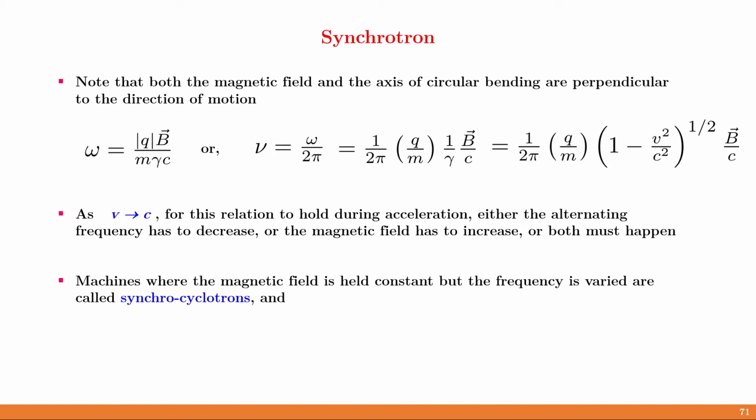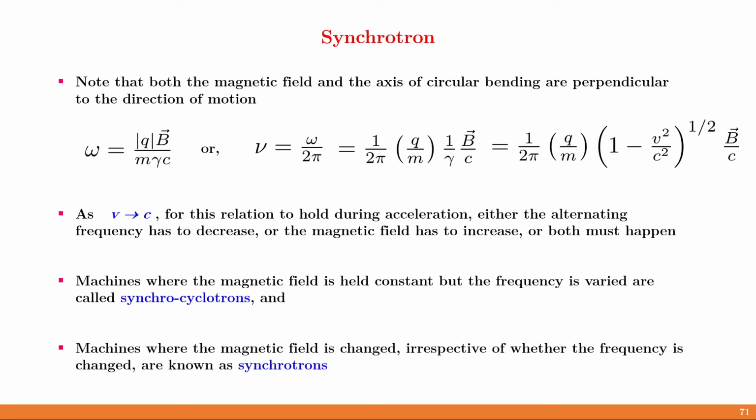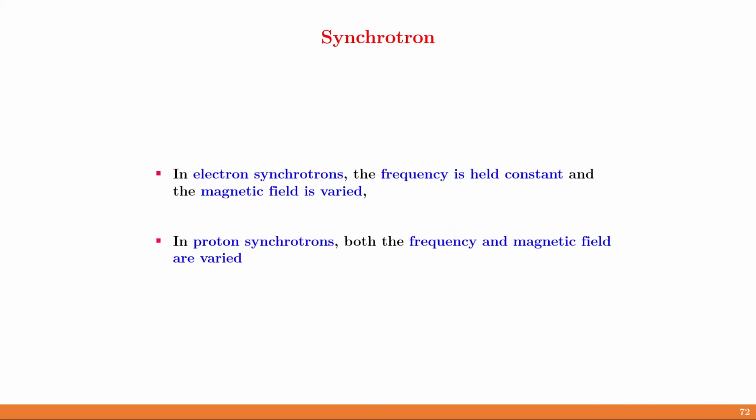Machines where the magnetic field is held constant but the frequency is varied are called synchrocyclotrons, and machines where the magnetic field is changed, irrespective of whether the frequency is changed, are known as synchrotrons. In electron synchrotrons, the frequency is held constant and the magnetic field is varied. In proton synchrotrons, both frequency and magnetic field are varied.